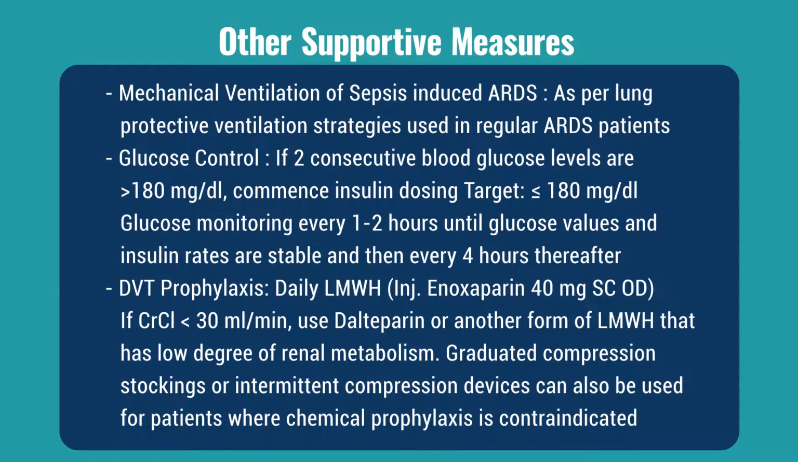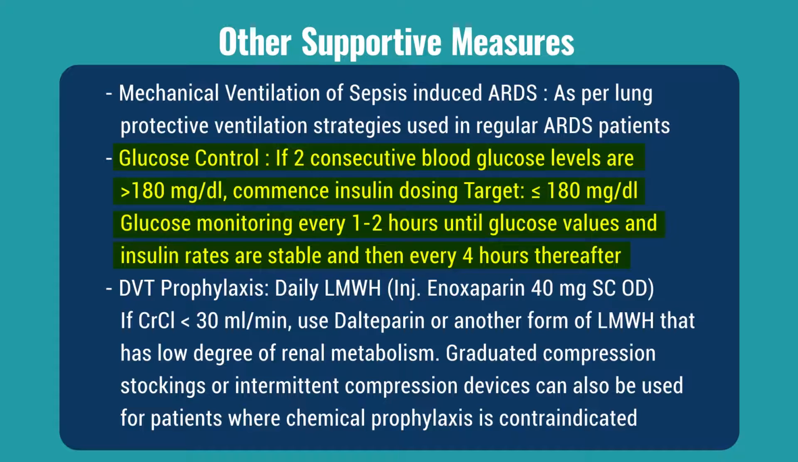These are used in sepsis-induced ARDS as well. Now, glucose control: if 2 consecutive blood glucose levels are more than 180 milligram per deciliter, generally insulin is commenced to achieve a target of less than 180. So, glucose monitoring every 1 to 2 hours is recommended until the values are stable.